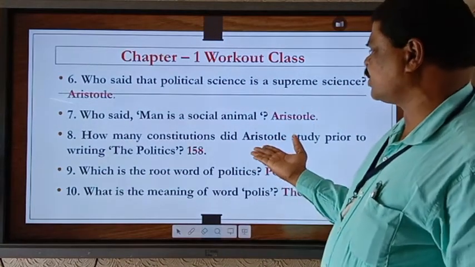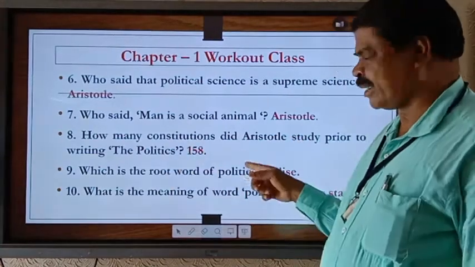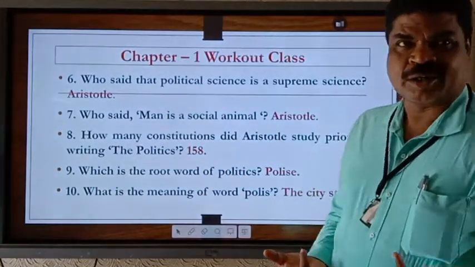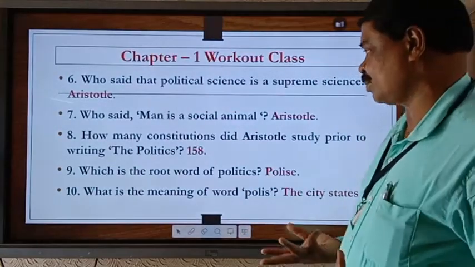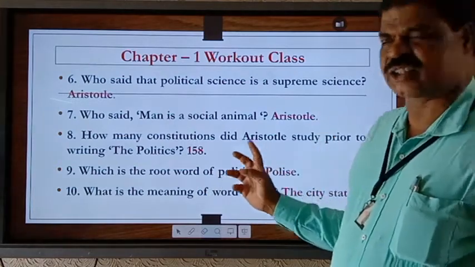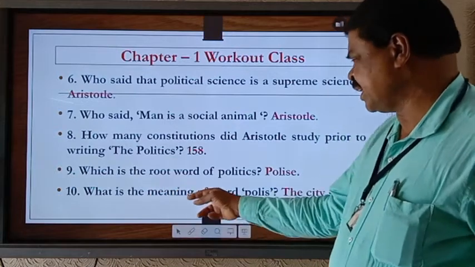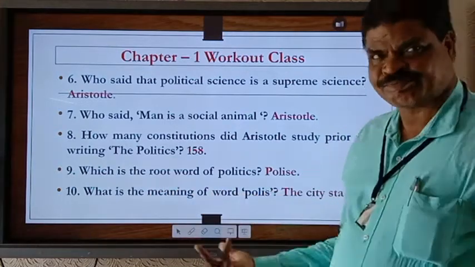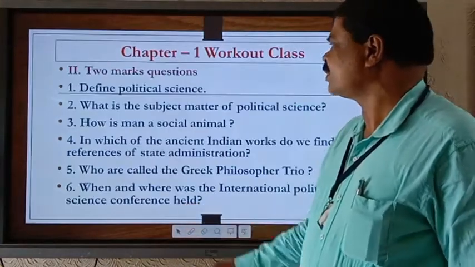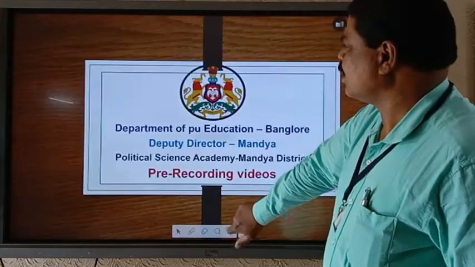How many constitutions did Aristotle study prior to writing his work, The Politics? Here you can write 158 or more than 158. Later on, which is the root word of politics? You can say polis. Then the question is, what is the meaning of the word polis? You already understand, very simply, city state. Here we can move on.